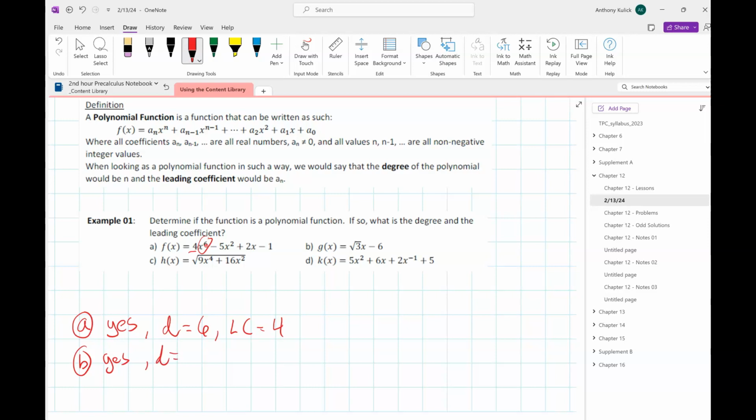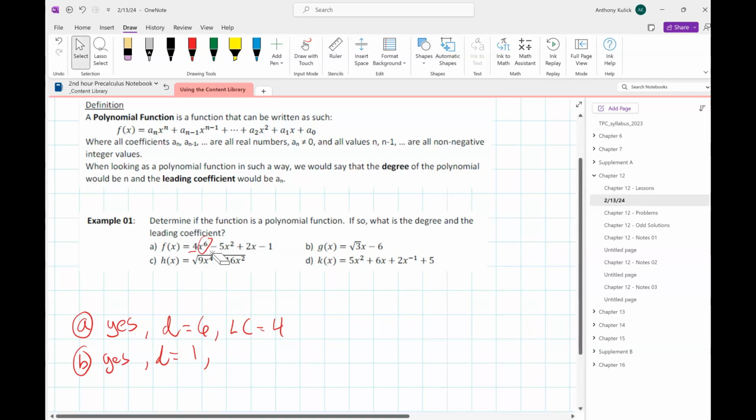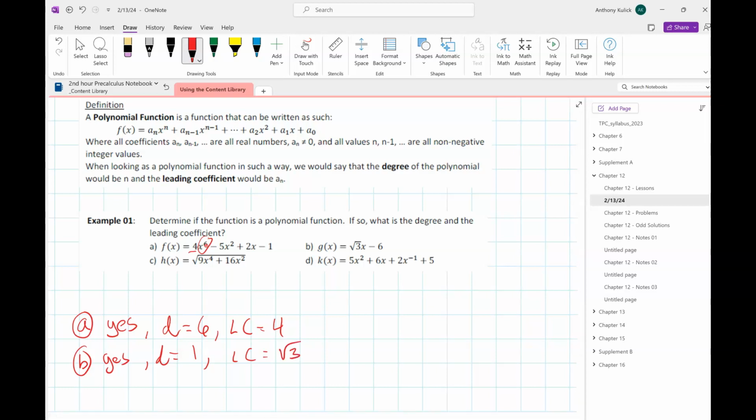Okay, what's the degree here? Ava. Biggest exponent. 1 is correct. Where'd you get the 1 from? Right? X to the first, there's a 1 there, but we don't write it, but we know it's there. And the leading coefficient? Square root 3. Everybody okay there?